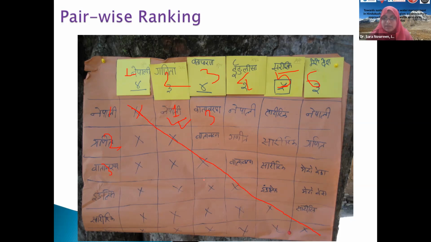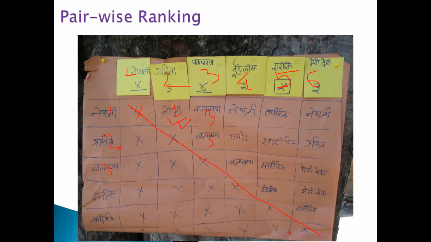Then you simply calculate how many choices each got and do the ranking. For example, if I understand the language, these three, and where else, which has got the most numbers? I don't know. For an environment. Which one?